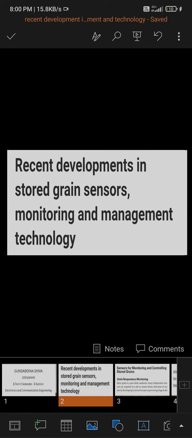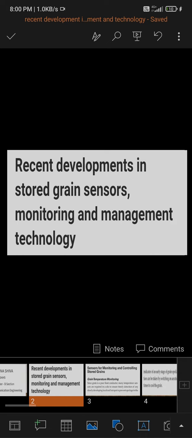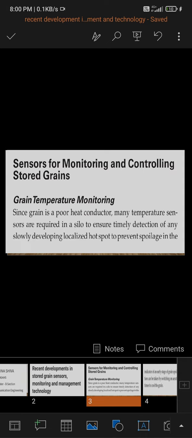Today my topic is recent development in stored grain sensor monitoring and management technology. Sensors for monitoring and controlling stored grains.